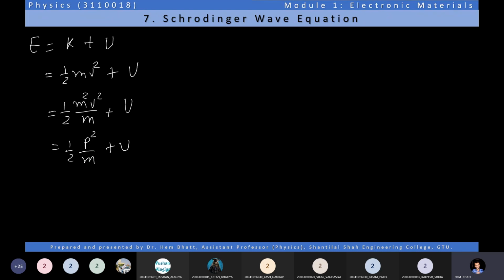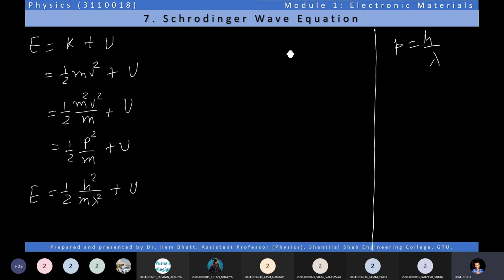According to de Broglie's hypothesis, p is equal to h by lambda. So in place of p, put h by lambda, and then I arrive at h square by m lambda square. Sorry, not 2, simply m lambda square. One thing you should be knowing: p is equal to h by lambda. Secondly, you should be knowing that k, that is wave vector, is 2 pi by lambda.